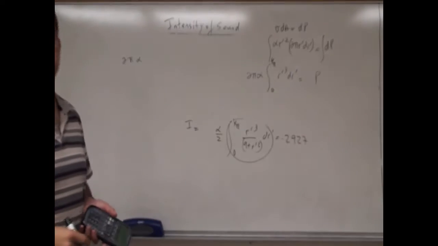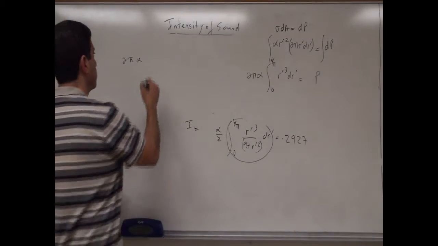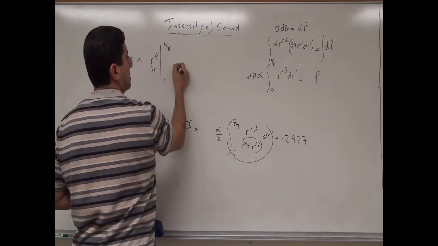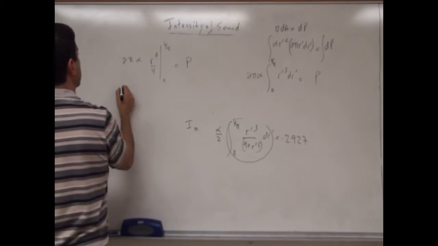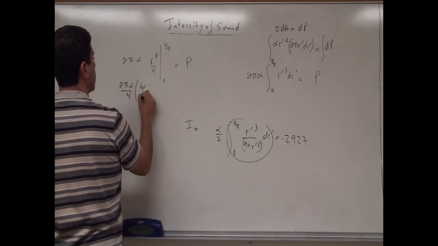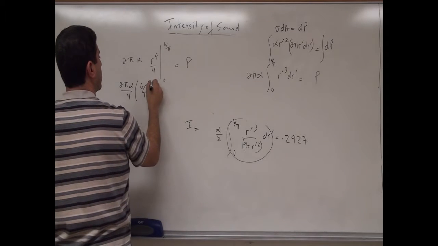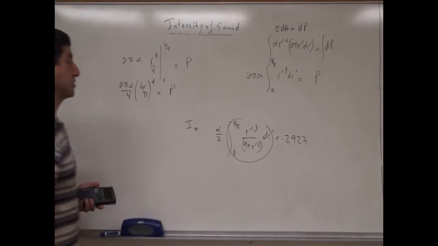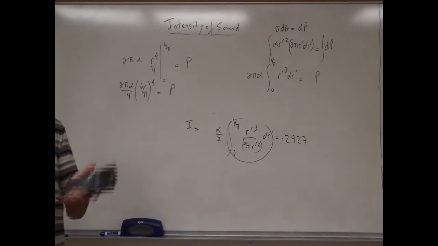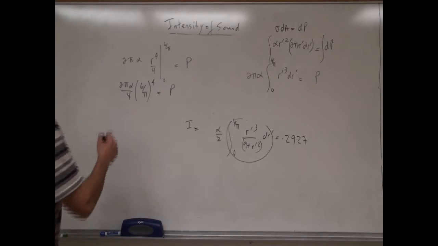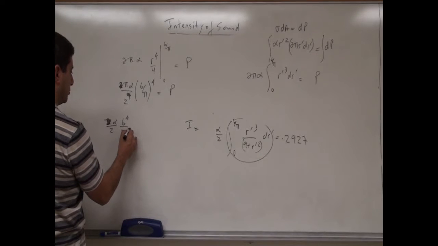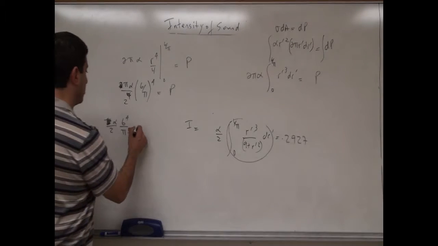R prime cubed is going to be r to the fourth over 4, and then you go from 0 to 6 over pi, and that's equal to P. So 2 pi alpha over 4, times 6 over pi raised to the power 4, is equal to P. This will tell us what the alpha needs to be in order to make the total power of the speaker 100 watts. One of the pi's will cancel the pi to the fourth, which is going to make it pi cubed, and that's going to equal the power P.